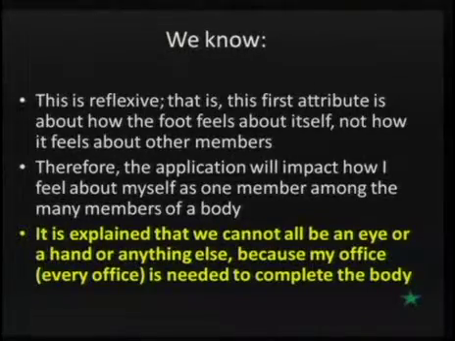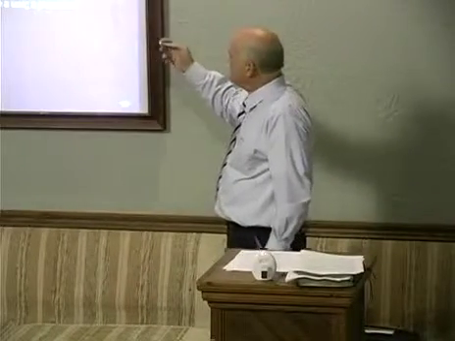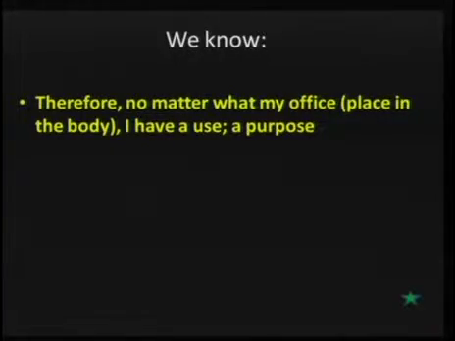All right, so here's the next thing. It's explained that we cannot all be an eye or a hand or anything else because my office, and I mean that no matter what office you have, you need to be saying this, because my office is needed to complete the body. It doesn't matter what member you are or what office you have. You are part of what makes this a real body. Now the next one, therefore, no matter what my office or my place in the body, I have a use or purpose.